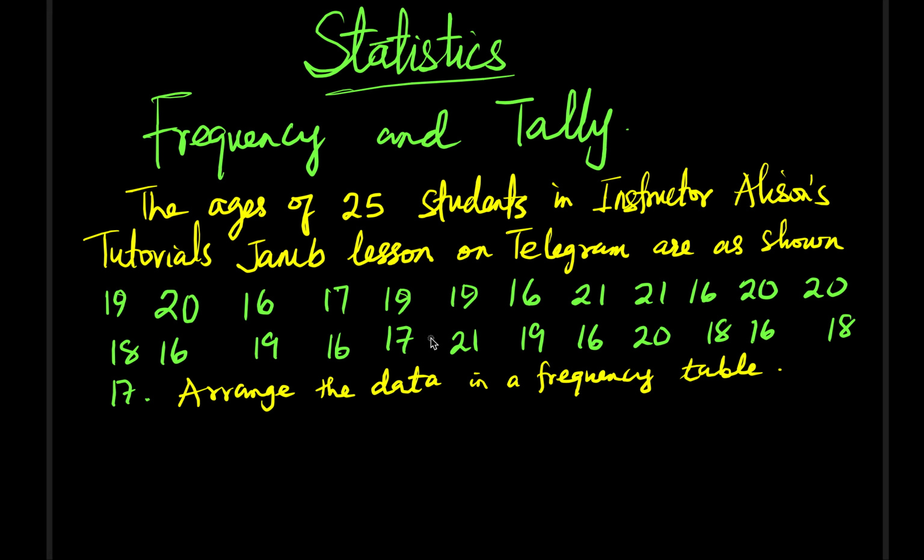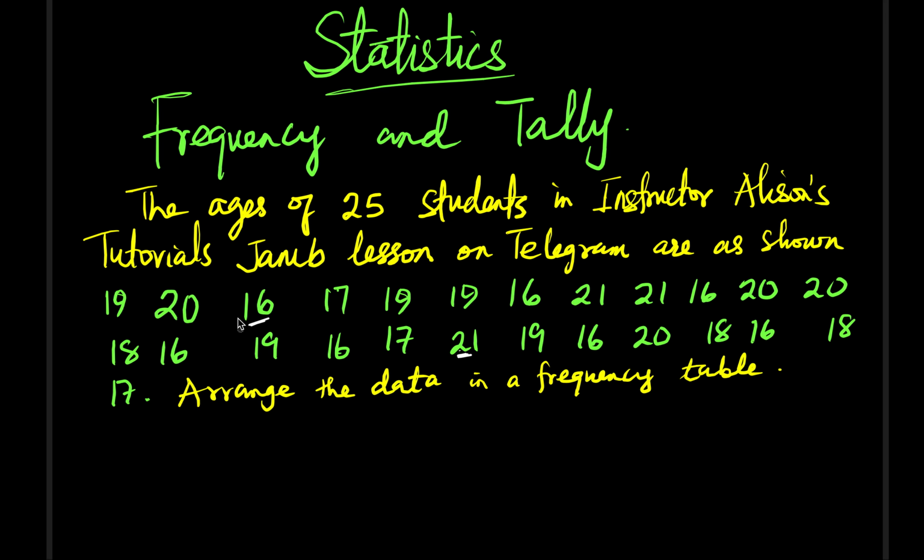How do you go about this? First, when you want to arrange these numbers, you start with the smallest to the largest. You may want to reorganize the numbers by saying, oh, I've seen 16. It looks like 16 is the least number. That's what you look out for. What about the biggest number? The biggest number here should be 21.